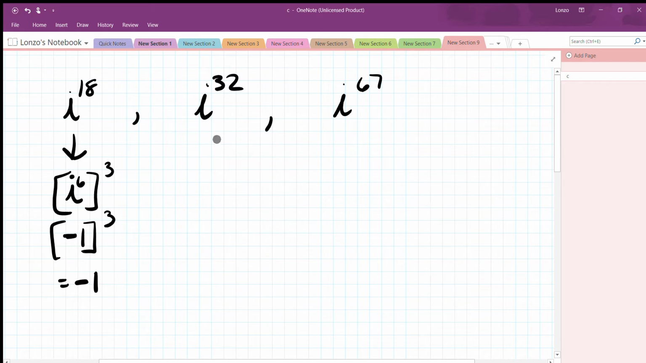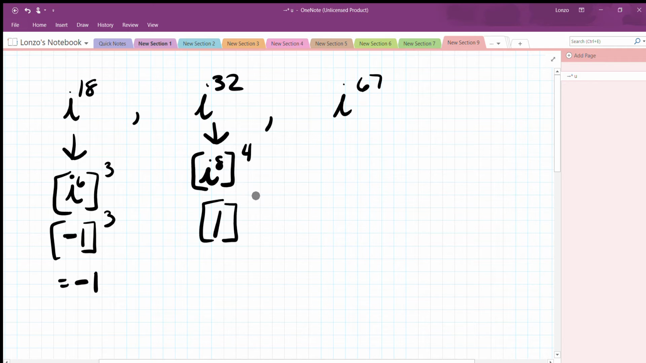What about i to the 32nd? Use what you know. We can rewrite i to the 32nd as i to the 8th, raised to the 4th power, because when you're raising an exponent to a power, you're multiplying the exponents. It's really saying 8 times 4 is 32. We know that i to the 8th, based on that chart, is 1. Then raise that to the 4th, so that gives us positive 1.